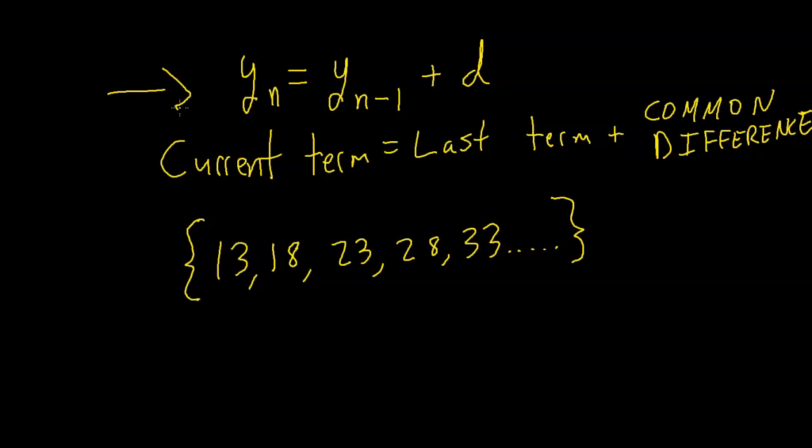To find the nth term of an arithmetic sequence, let's say it's the current term that you want to know, you just take the last term and add the common difference, right?